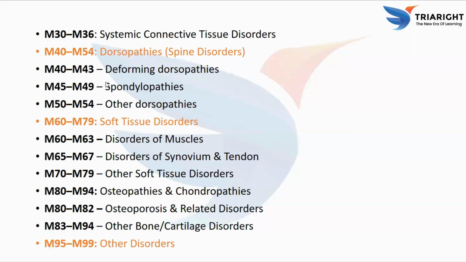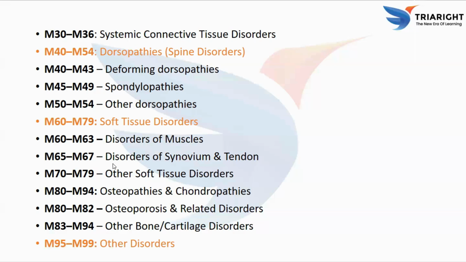Again, the M40 to M43 code range includes the deforming dorsopathies. These include the structural deformities of the spine, for example scoliosis, kyphosis, and lordosis. The M45 to M49 code range describes spondylopathies. Spondylo refers to vertebrae. These are among the most commonly coded spine conditions in orthopedics. Next, M50 to M54 includes other dorsopathies, which include the common back pain conditions.